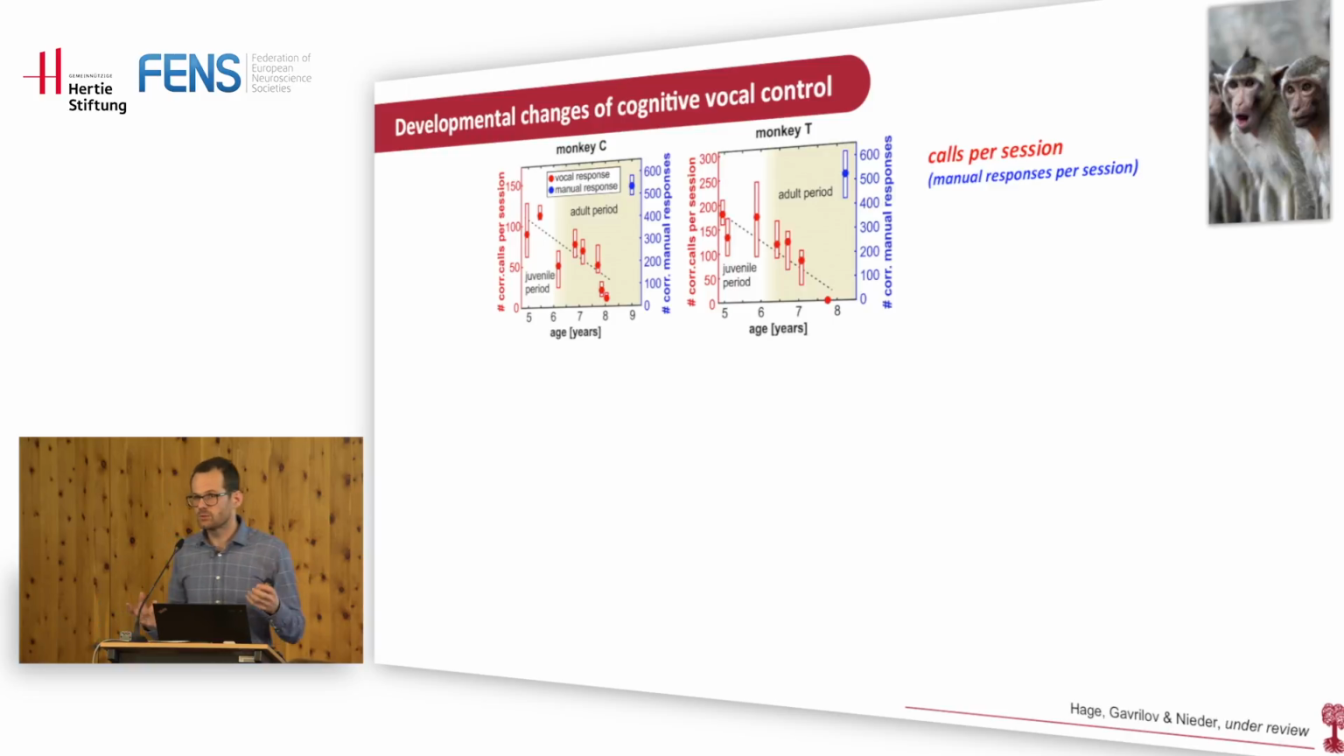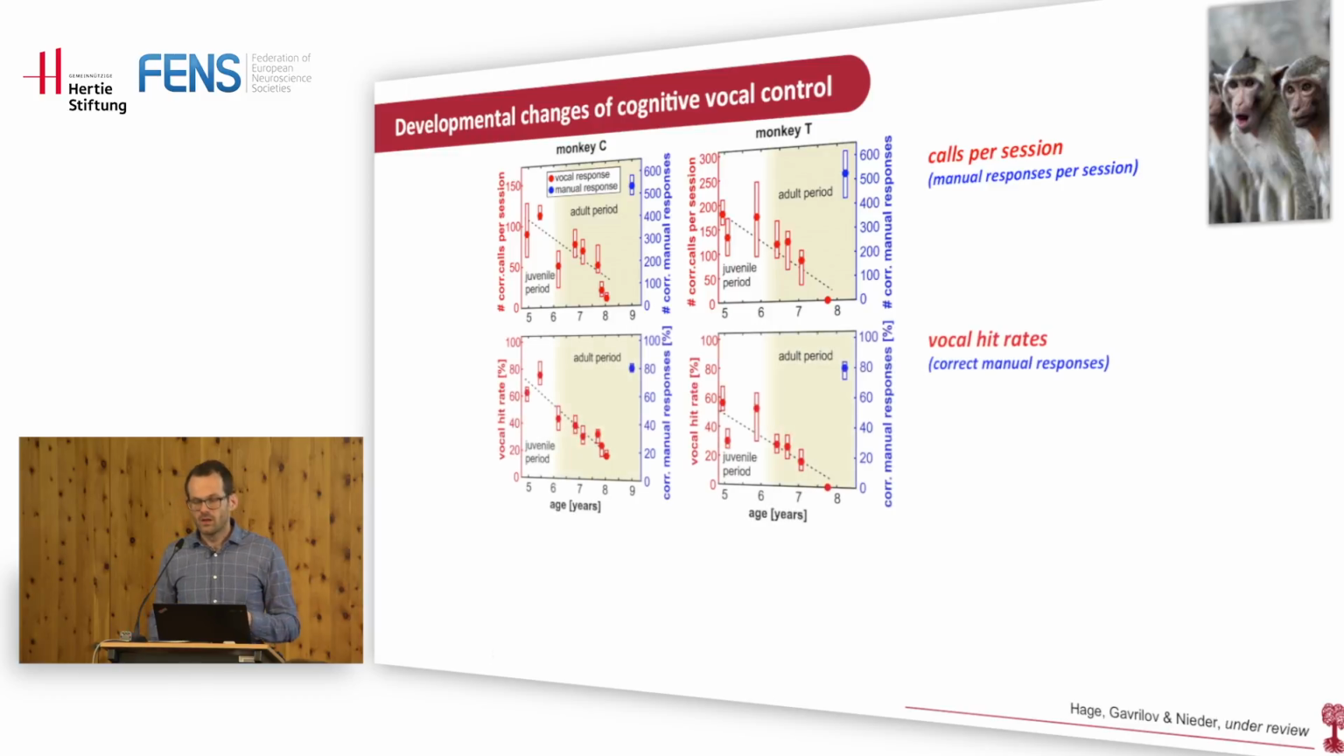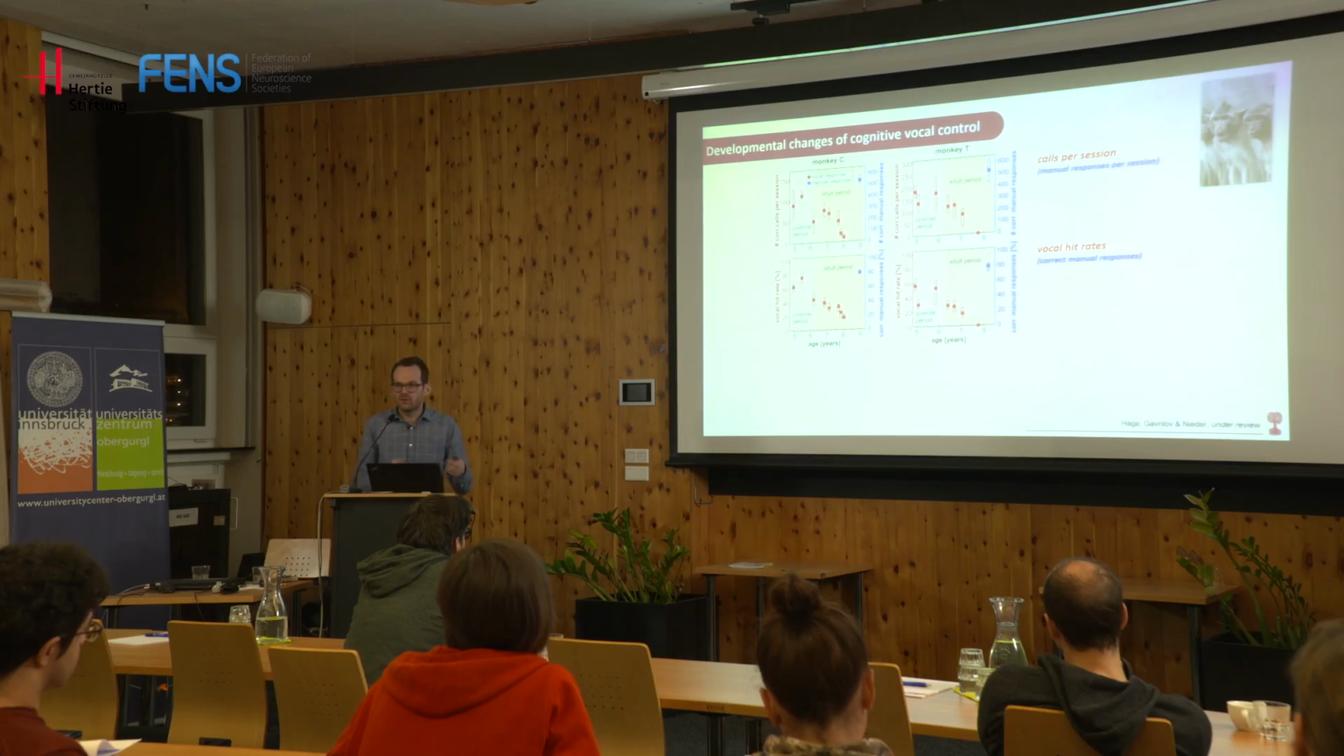These are the correct calls produced per session over time. We start with both animals at roughly the age of 5, and they both stop at roughly the age of 8 years. We have a slight decrease over this time during all the sessions where we measured the activity of these monkeys. And this was not only the total number of vocalizations; the hit rate also decreased significantly in both monkeys. Actually, this monkey completely stopped. In the very last sessions he also stopped, but in the last block where we recorded, he was still kind of trying something.